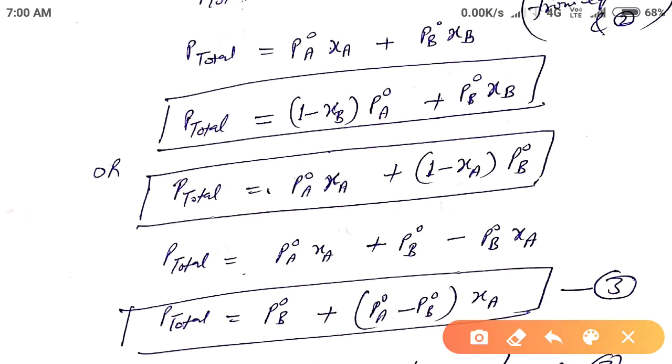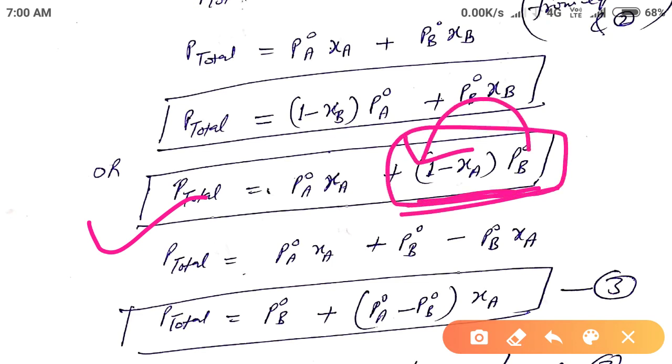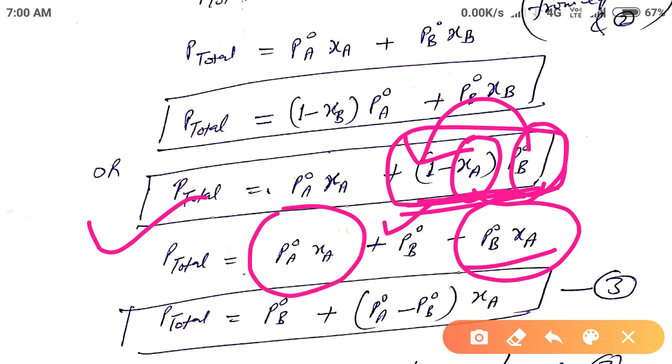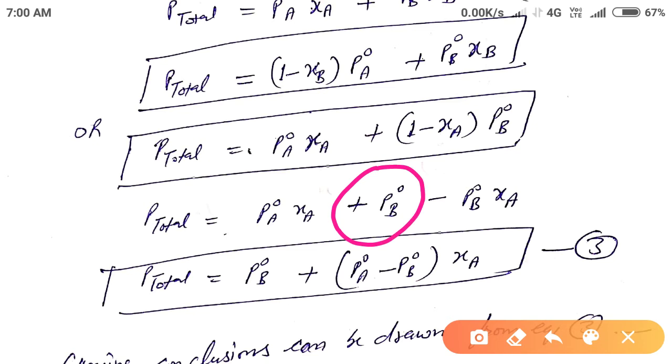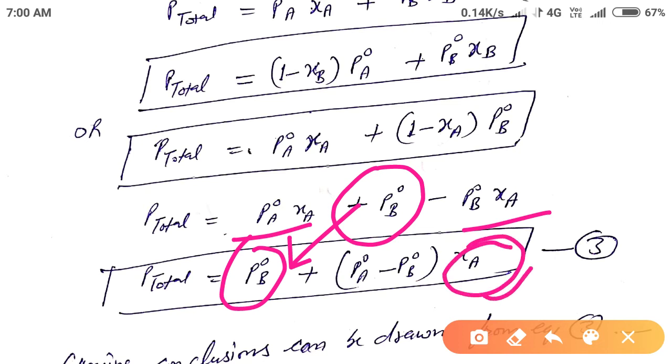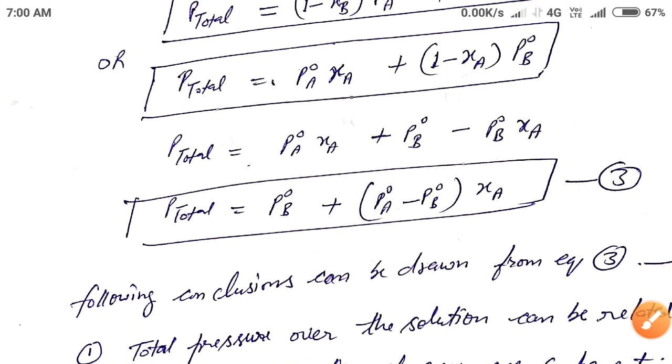When we further solve this equation and open the brackets, we get P naught B plus and minus chi A P naught B. Here one component is common, chi A. We can take out chi A as a common factor, leaving P naught B as it is, and in the bracket, P naught A minus P naught B. This is equation 3.